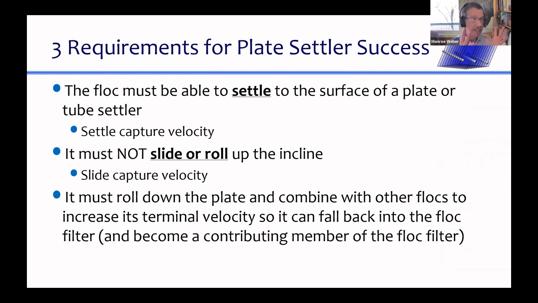So there's a couple different things that have to happen here. The flocs have to be able to settle and land on the plates before the water exits. So that's about the capture velocity. And it must not slide or roll up the incline. I'll use this as a constraint to tell us how close together we can put plate settlers before we run into trouble. And it has to roll down the plates and combine with other flocs and land back in the floc filter and become a contributing member of society, or a contributing member of the floc filter.